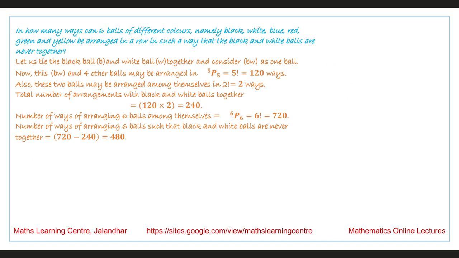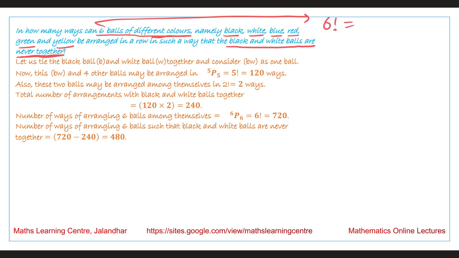Next is, in how many ways can 6 balls of different colors, black, white, blue, red, green and yellow, be arranged in a row in such a way that the black and white balls are never together? So we have 6 balls. The total number of ways is 6 factorial, that is equal to 720.